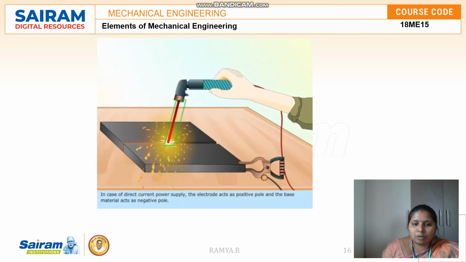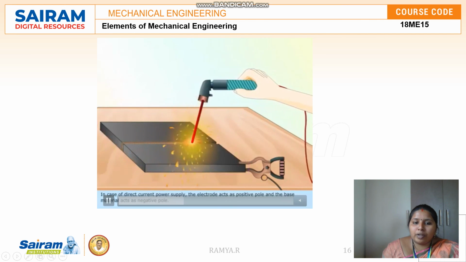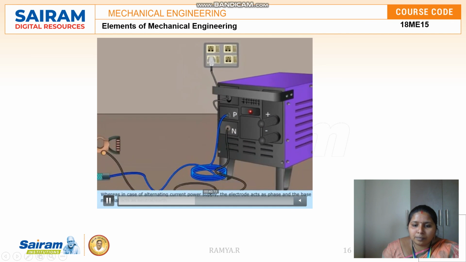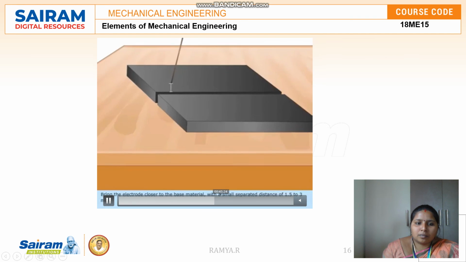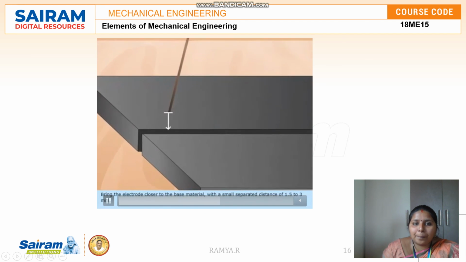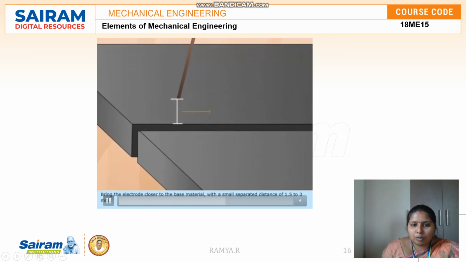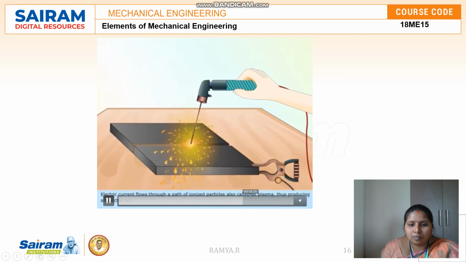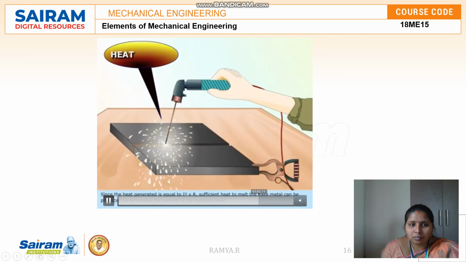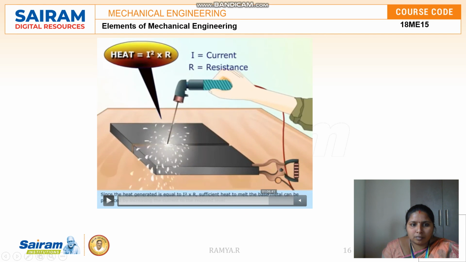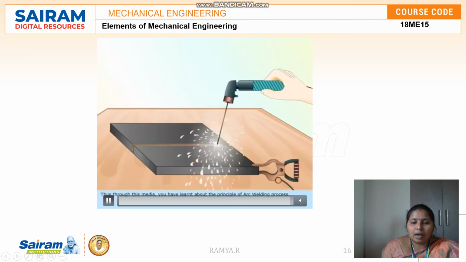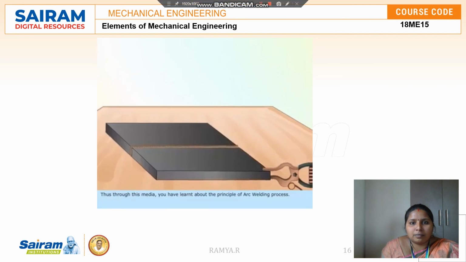So the electrode holder, this is nothing but the electrode. When it is moved with a gap against the workpiece, the welding process is done. You can see the gap between the workpiece and the electrode holder. This gap can be about 1.5 to 3 mm. So this is how the arc welding process is done.